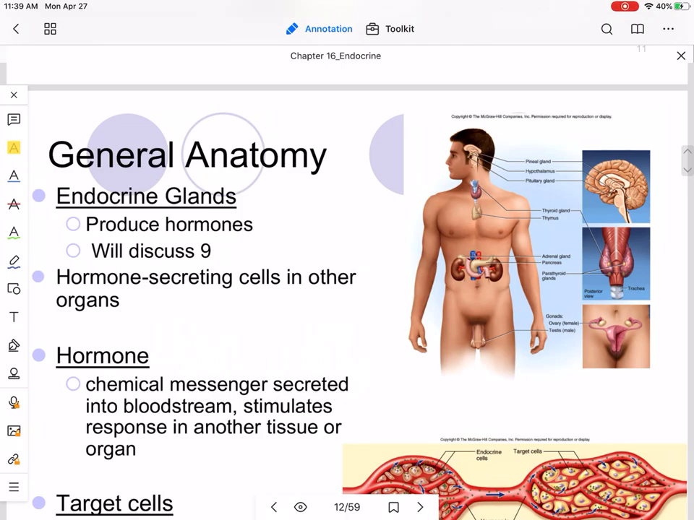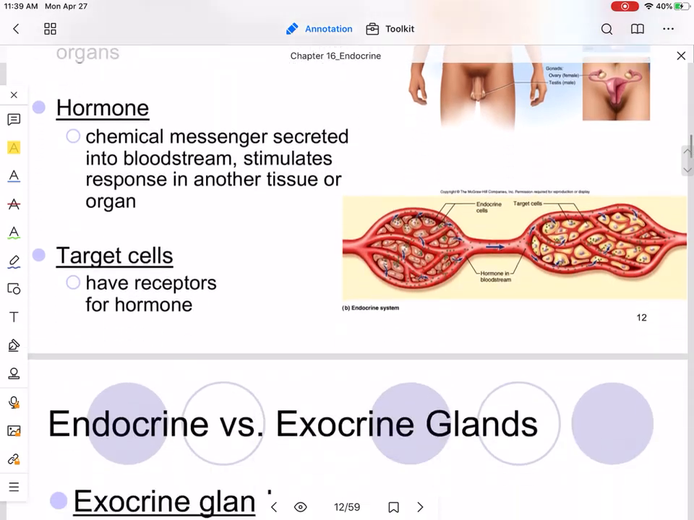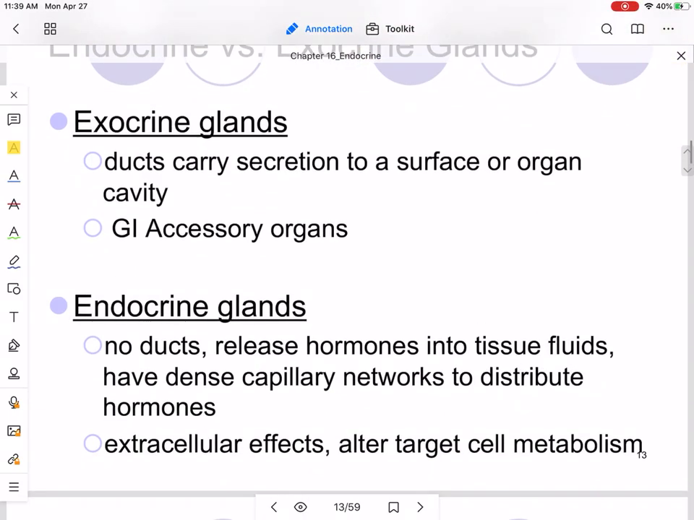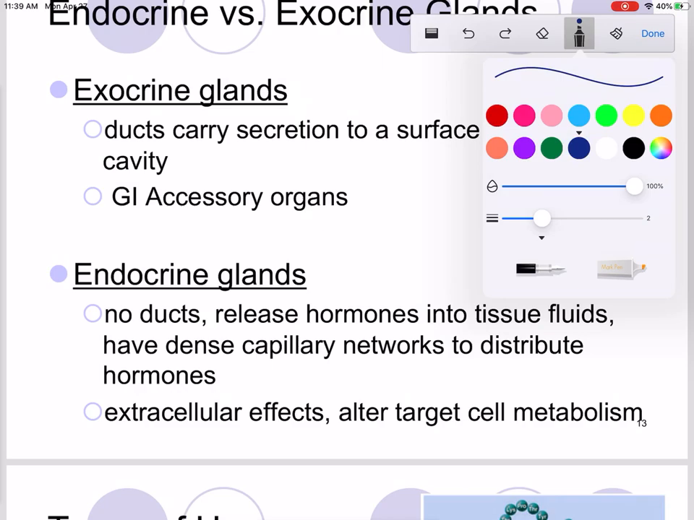Okay, so let's talk about the glands. As we said already, we have glands all throughout the body. So the glands, they're specialized organs that release hormones. We're going to be discussing 9 glands, all the way from the brain, the pineal gland, hypothalamus, pituitary glands, all the way down to the ovaries and testes. So a gland, specialized organ that releases hormones.